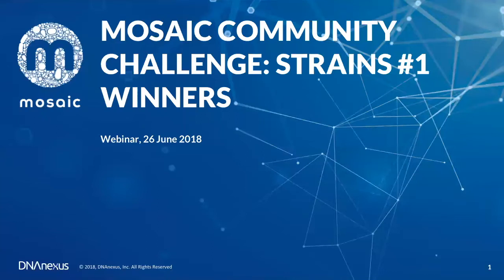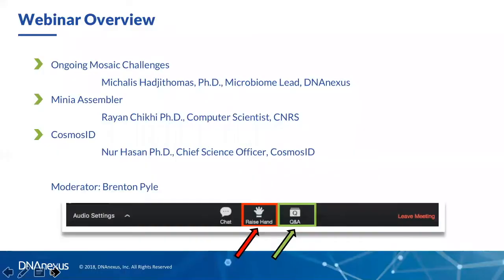Today we're going to talk about the Mosaic community challenges, specifically Strains 1 and the winners of this challenge. We're happy to have representatives from both participations presenting today. However, before starting, I will give a review of the current ongoing challenges that we have on Mosaic right now, and then Rayan Chikhi from CNRS in France will present his mini assembler, and CosmosID will present their work.